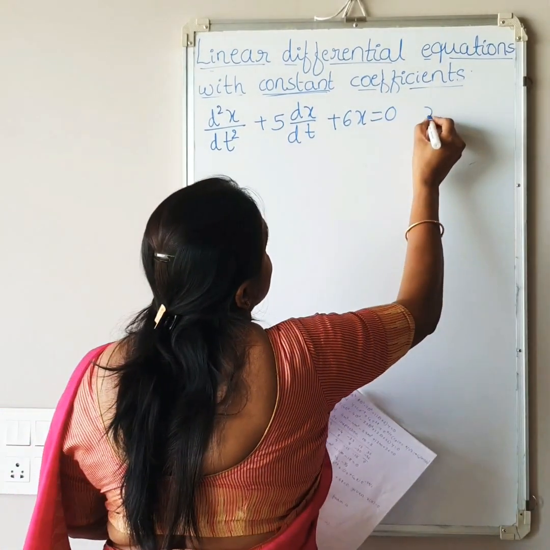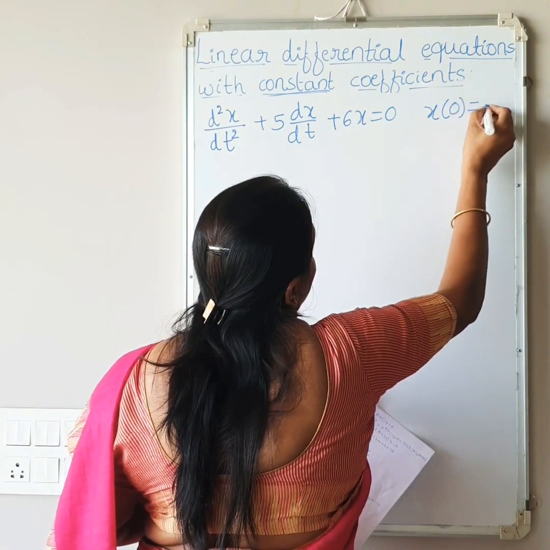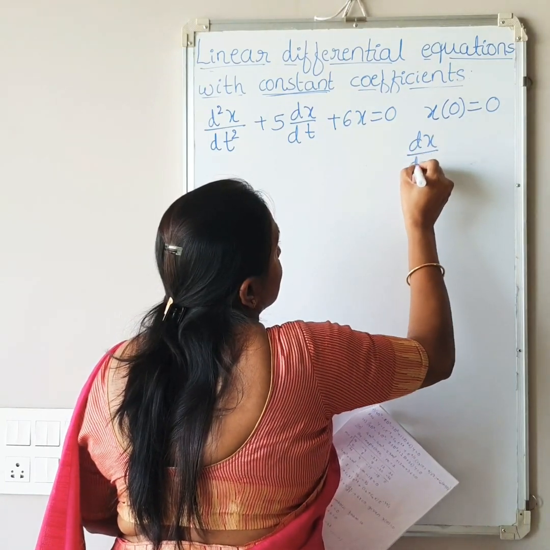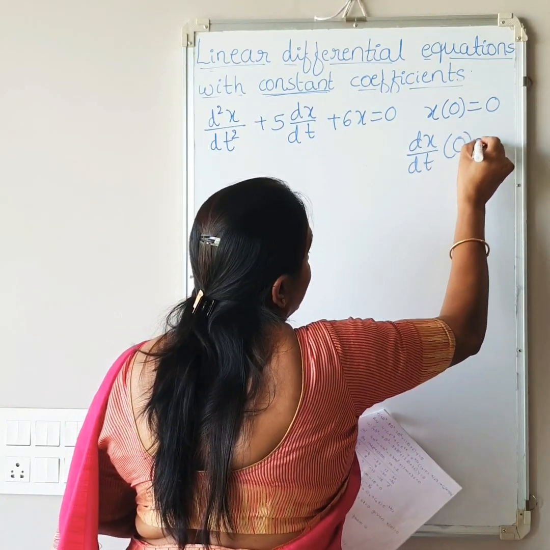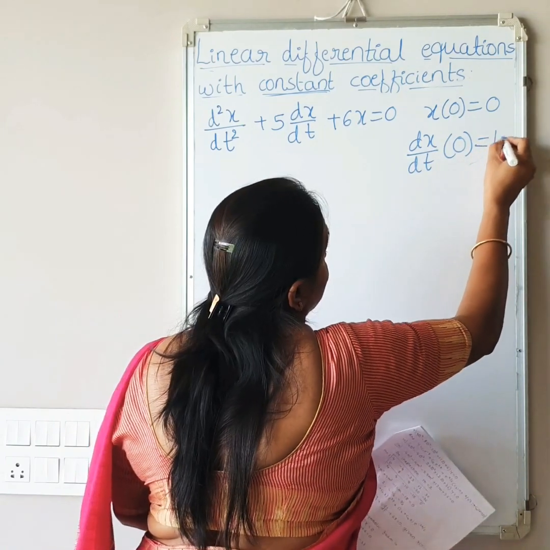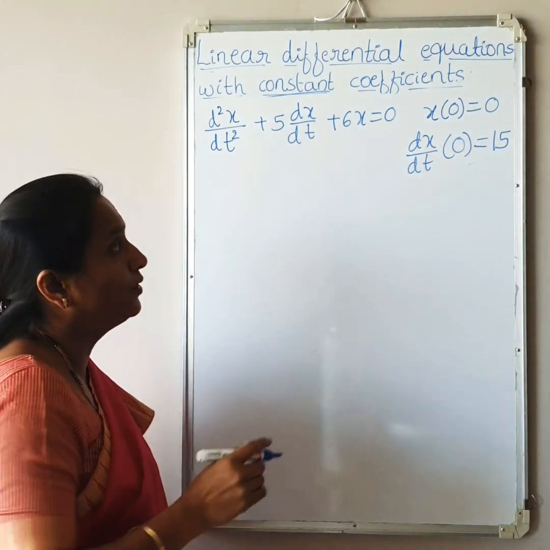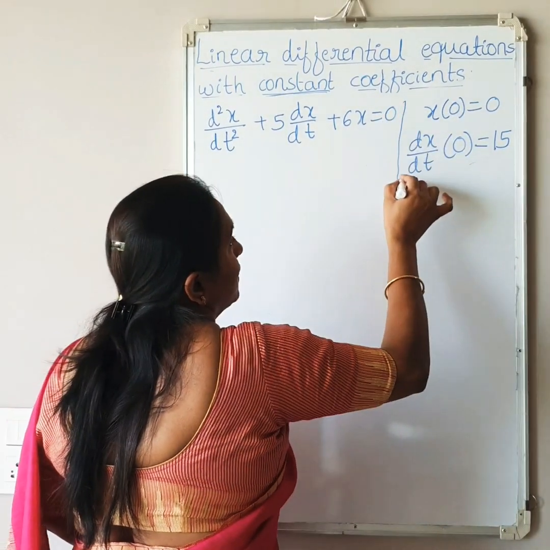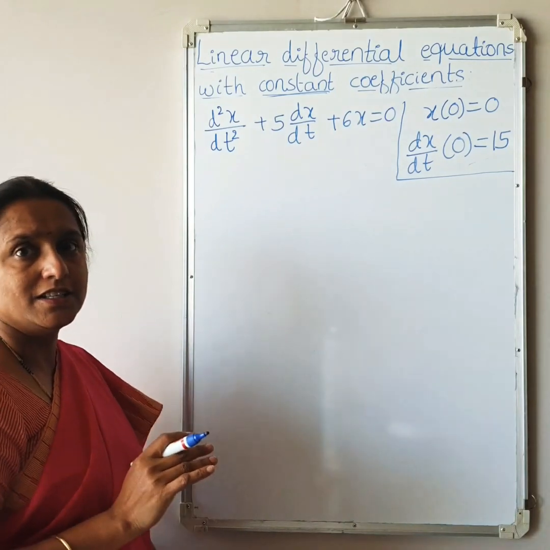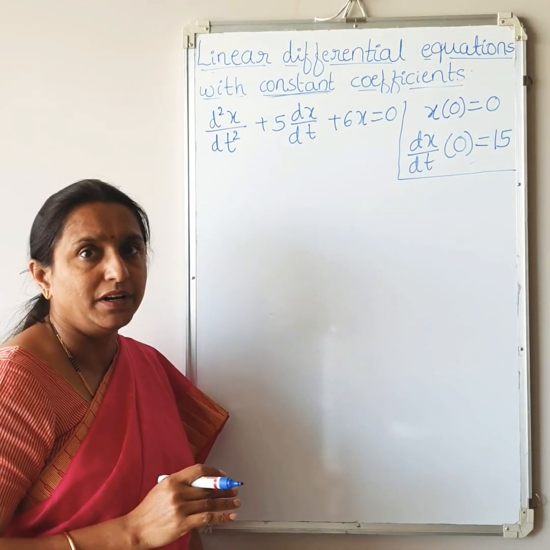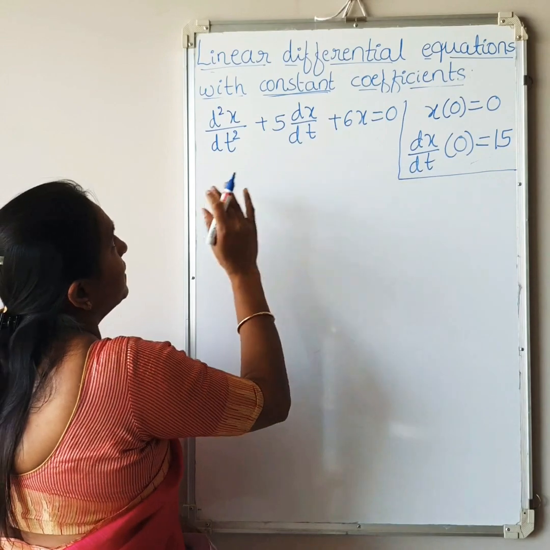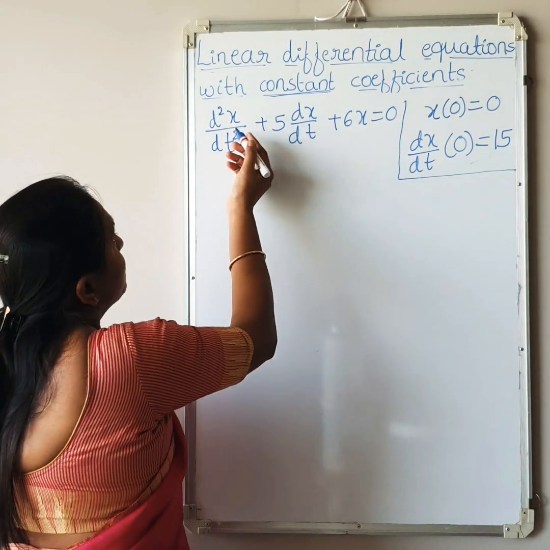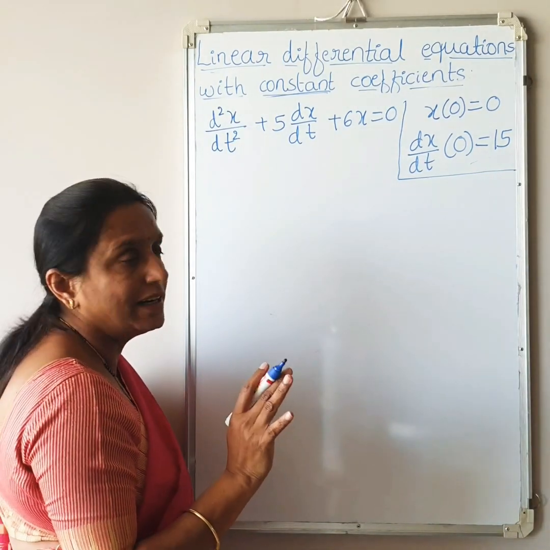Given x of 0 is equal to 0 and dx by dt is 15 when t is equal to 0. Initial conditions are given. So here when initial conditions are given, we can find out the values of arbitrary constants. First, as usual method we have to apply D square. In here parameters are different. In place of x and y, x and t are given. Only that is the difference.